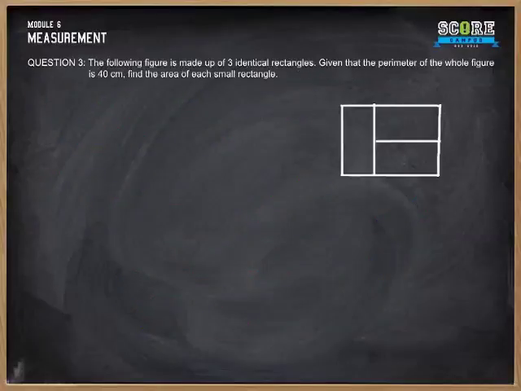Alright students, last question of this lesson. The following figure is made up of 3 identical rectangles. Keyword, identical. Given that the perimeter of the whole figure is 40 cm, find the area of each small rectangle. Now, once again, we've got to figure out the relationship here. Look at the diagram, see if you can see a relationship. Now, how would you calculate this?